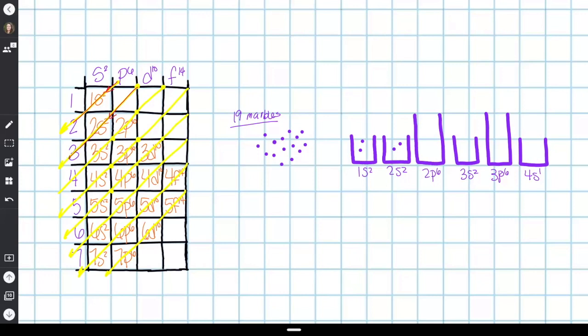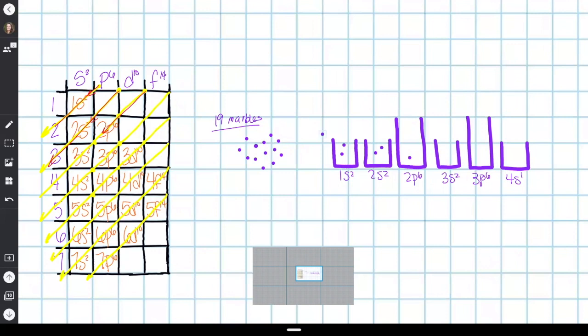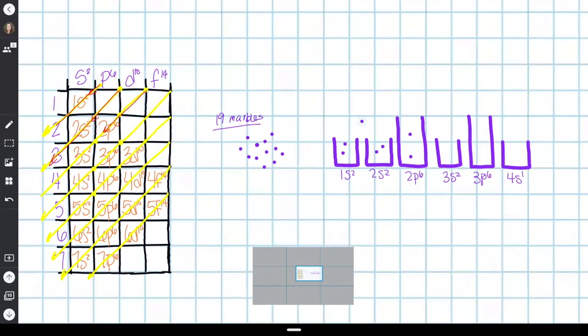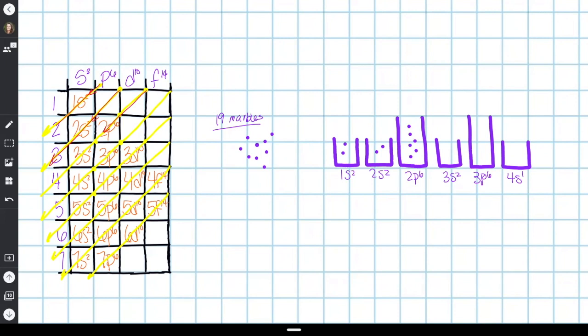After 2s2, I go up here and I'm at 2p6. So this cup can hold 6. 1, 2, 3, 4, 5, 6. Now that cup's full. I've got to move to the next one. So I was at 2p6. Now I'm going to 3s2. 1, 2. Well, I still have marbles, and I want to place them all in buckets, so I've got to keep going.